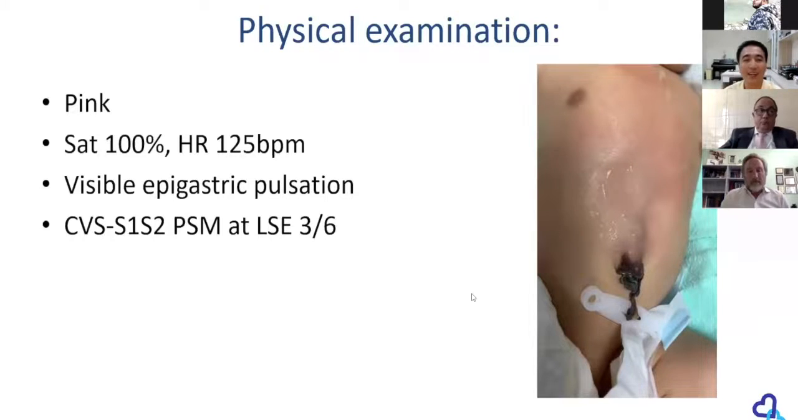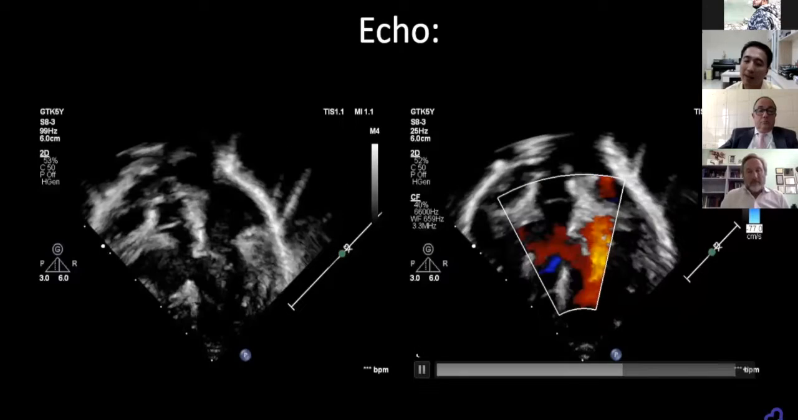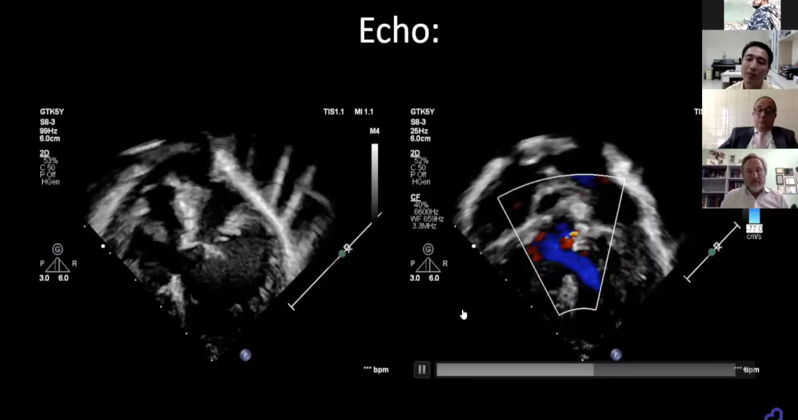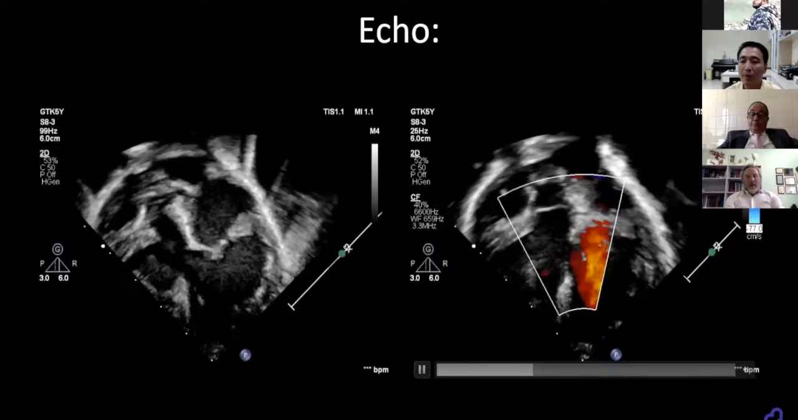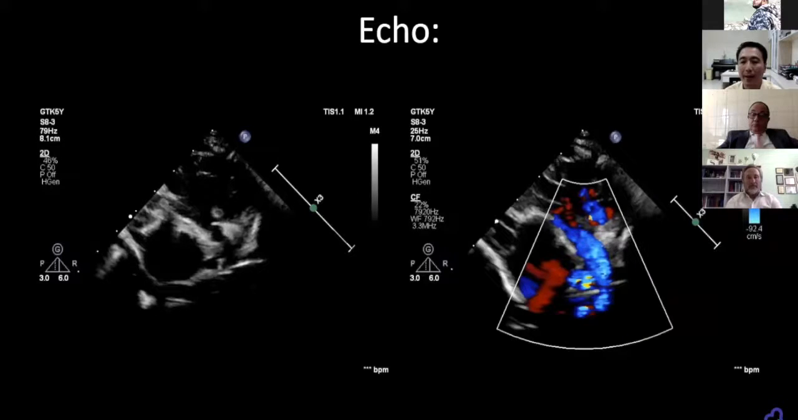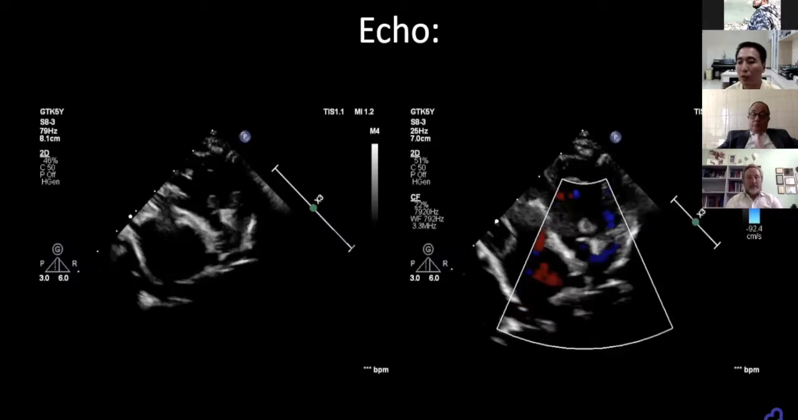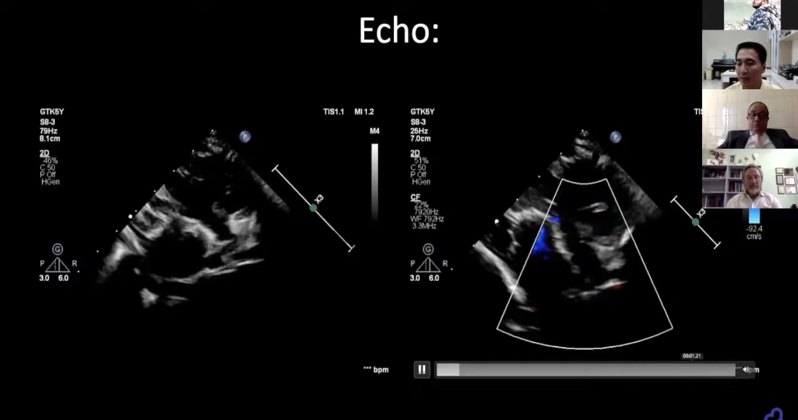This patient's echo actually showed a single RV with a left sub-aortic VSD and a small secundum ASD. So let's look at the echo first, and we'll get back to the diagnosis. This is a large sub-aortic VSD, and this is the aorta. And then we go anteriorly, this is the pulmonary artery. And this is a long axis view. We show the aortic-mitral discontinuity, and the VSD is there.